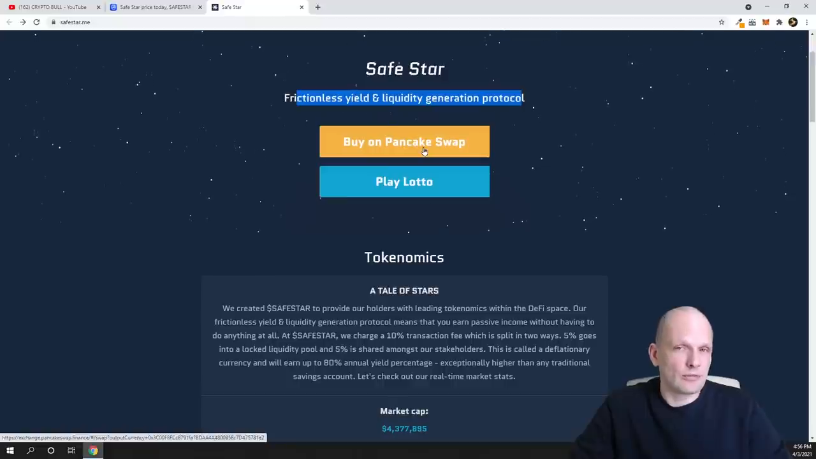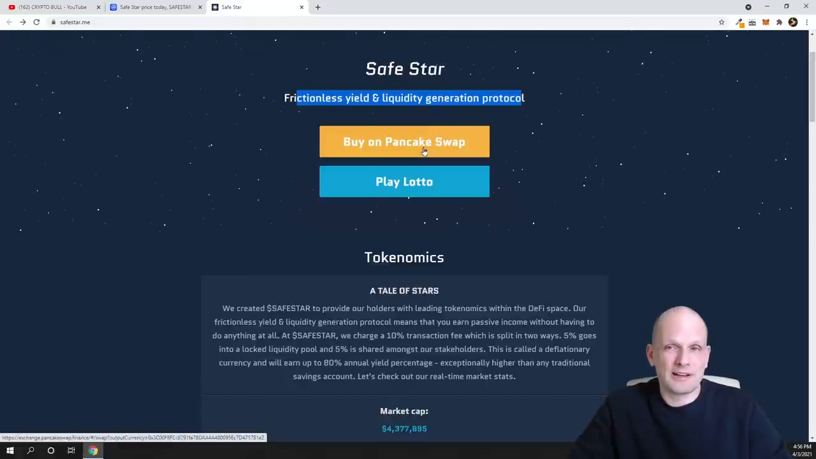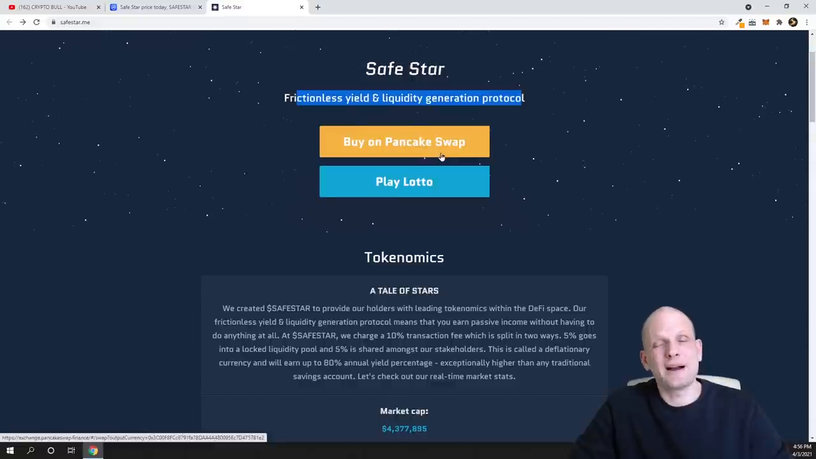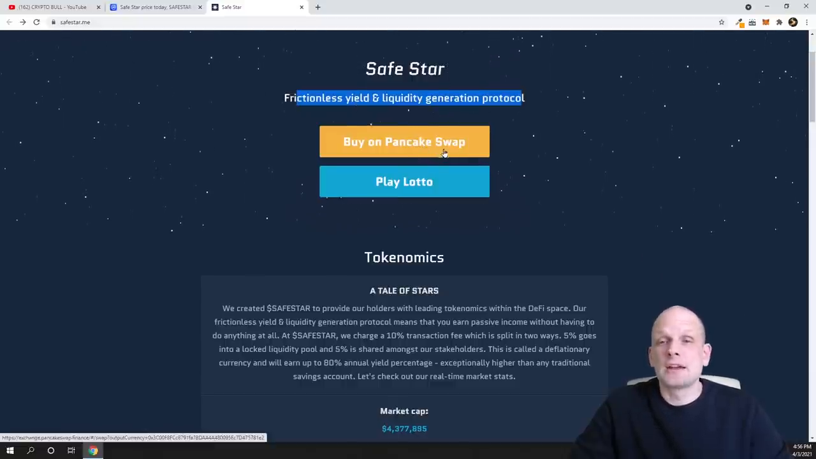If you go to the safestar.me website, this is their native website, Safestar, a frictionless yield and liquidity generation protocol, and you can get it on PancakeSwap. If you are new to cryptocurrencies and you don't know what PancakeSwap is, PancakeSwap is similar to Uniswap on Ethereum. Uniswap is a decentralized cryptocurrency exchange for the Ethereum blockchain. So PancakeSwap is the cryptocurrency exchange for BSC, or Binance Smart Chain.